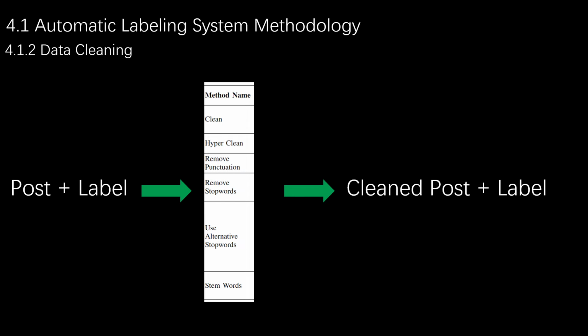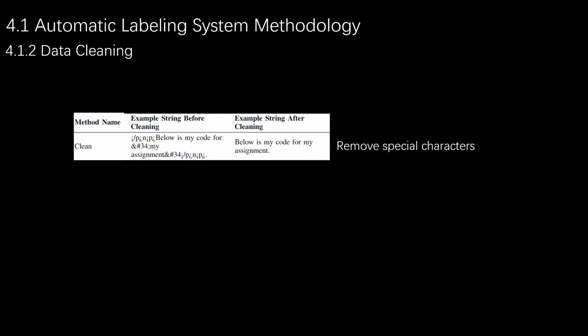After labeling the posts, we clean the post context using the following 6 methods. The first one is clean, which removes special characters such as markup tags that help display certain styles of characters or formulas. For example, in the example shown here, the special characters in the red box are removed. The second one is hyperclean, which is used to unify and correct spelling of words with the same meaning.